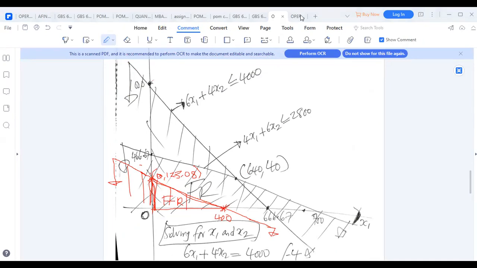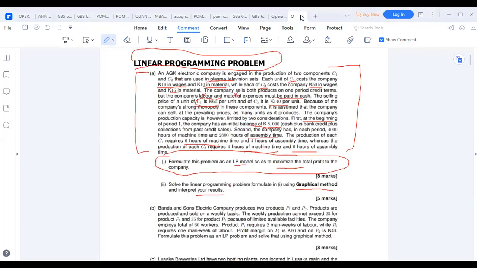There is this information here about the cost of product. This company, AGK Electronic Company, is engaged in the production of two components, C1 and C2, using the plasma of the television set. Each unit of C1 costs the company 10 kwacha in wages and the material for C1, so you can let it be our X1. C2 also had wages and materials.